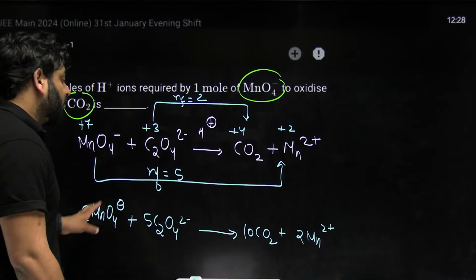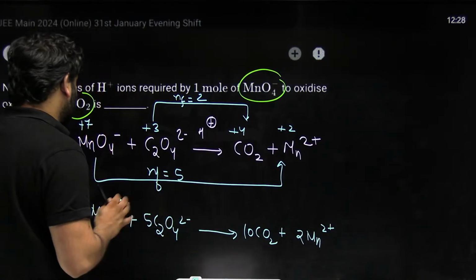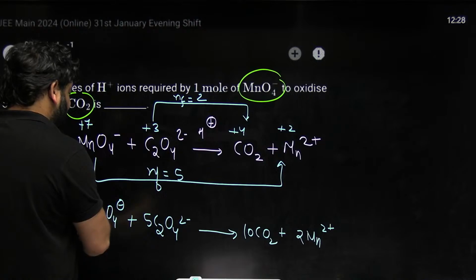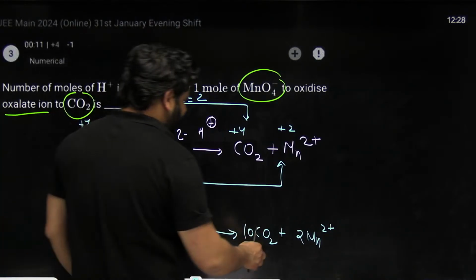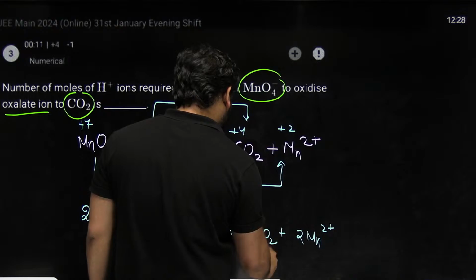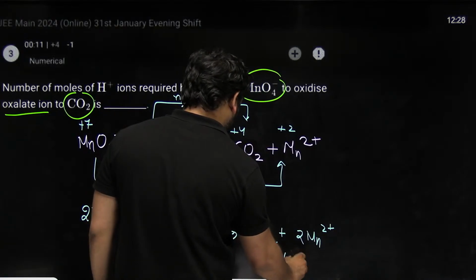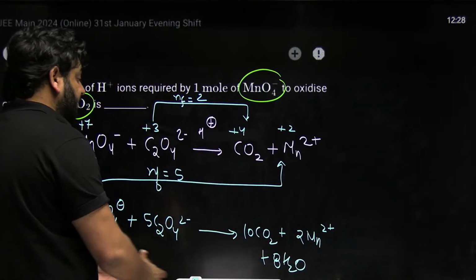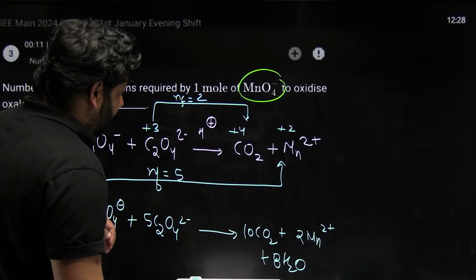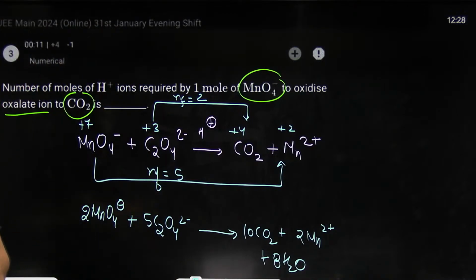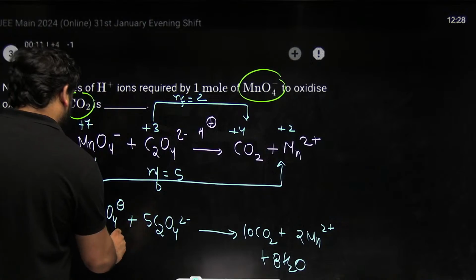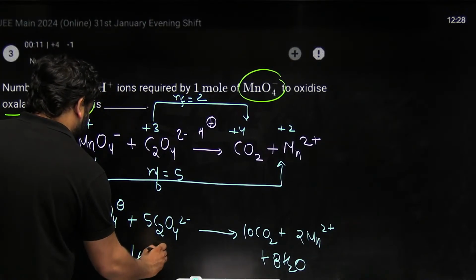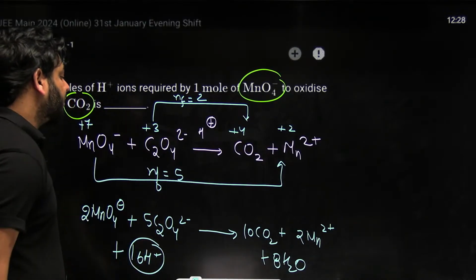We'll do it. First of all, find out the number of oxygen atoms. Left hand side 8, 8 plus 20, 28. Right hand side 20, so we'll put 8 H2O. Let me just cross verify: 10 into 2, 20, and here it was 20, 28. So this will give you 16 H plus. This is the balanced chemical reaction now.